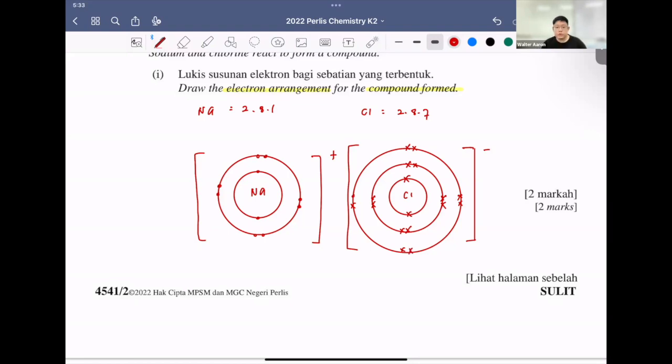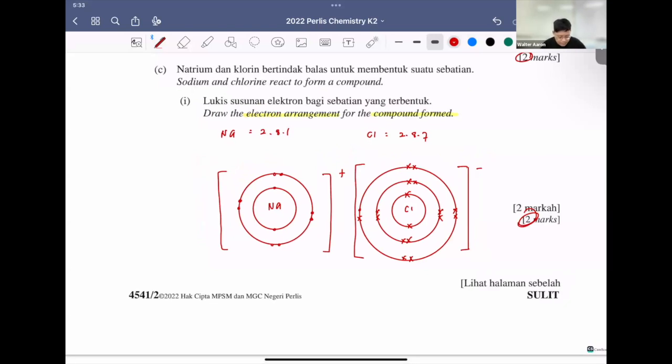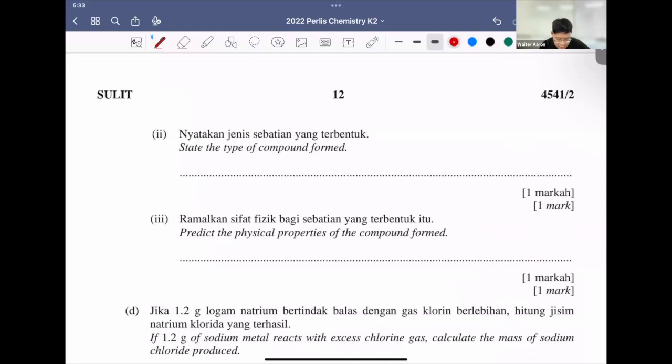In the exam, you're allowed to use the dot and cross diagram. The black circle is for electrons, and the crosses are also for electrons. So 2 marks in total to explain how the product is formed. Next, the type of compound formed. The answer here, very simple, is ionic bond. So you put ionic compound. 1 mark.